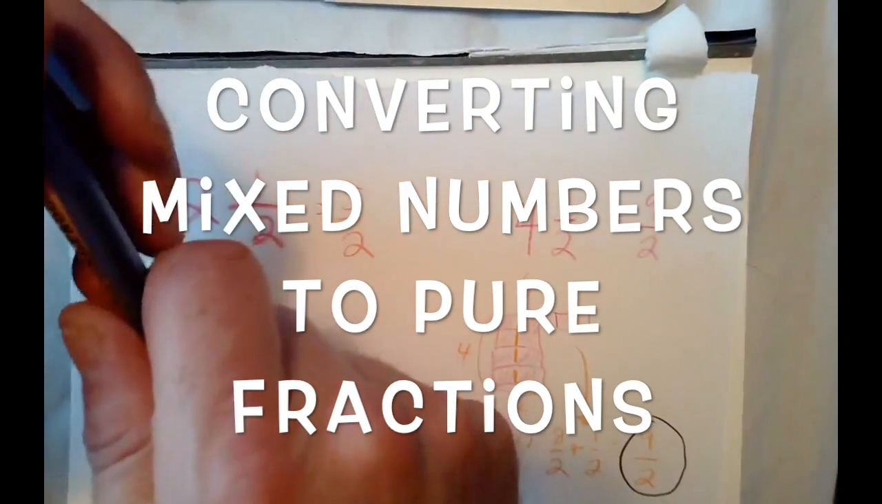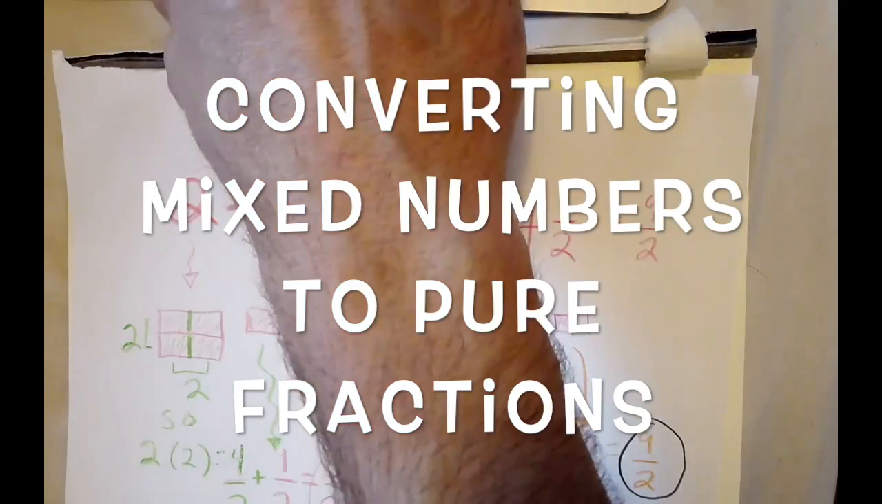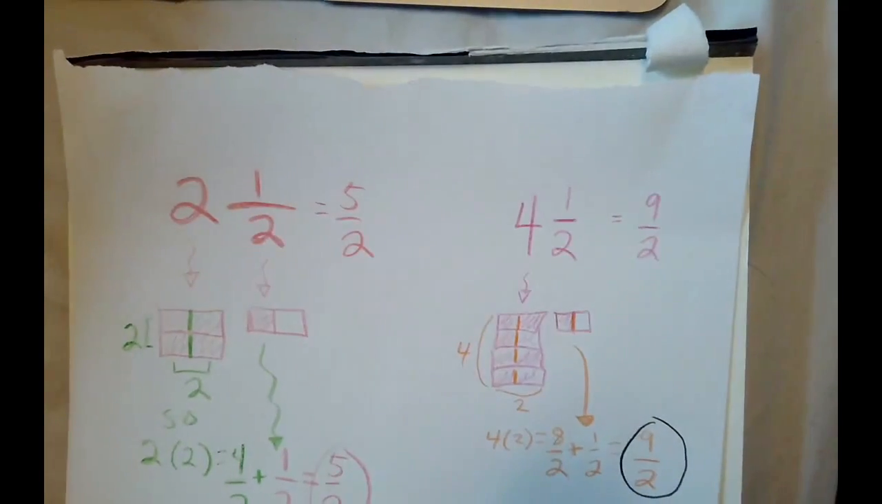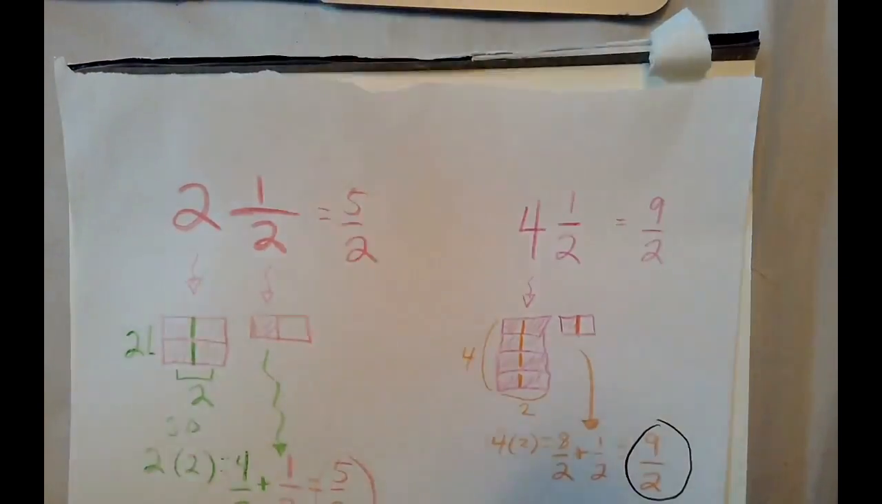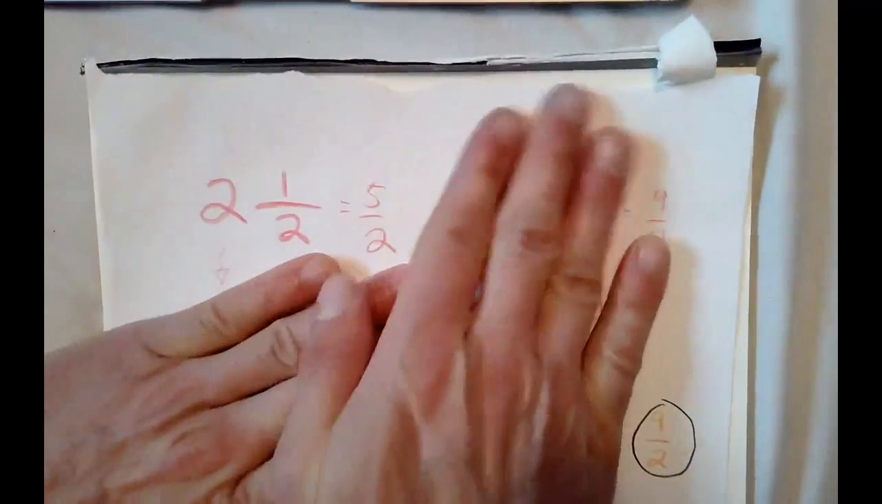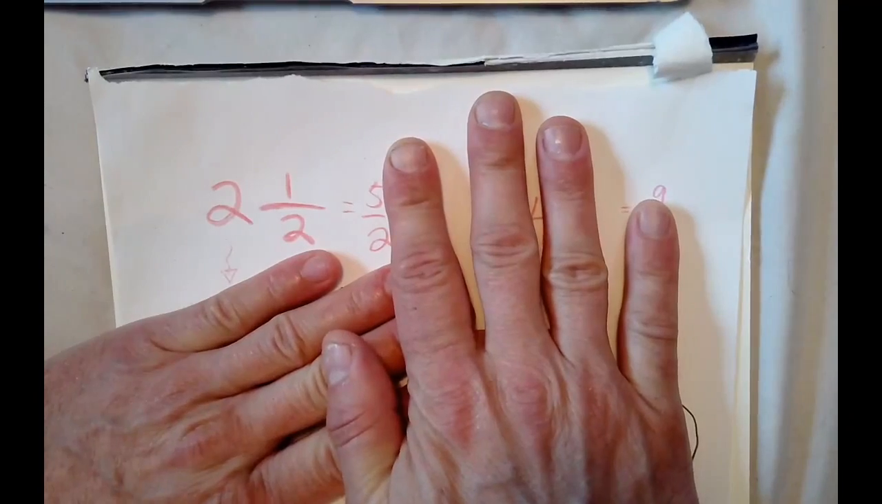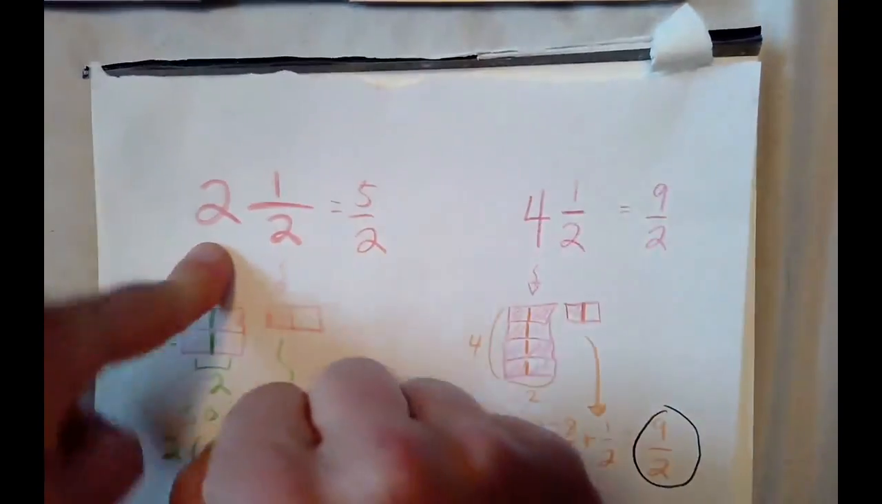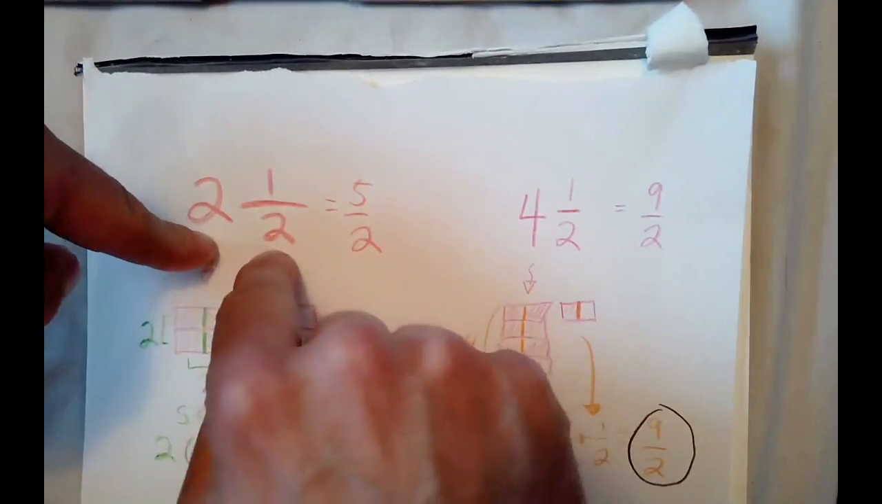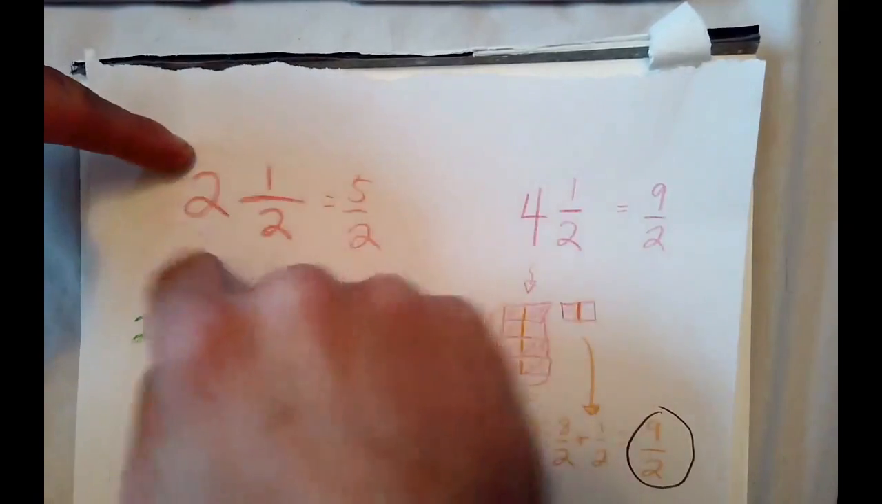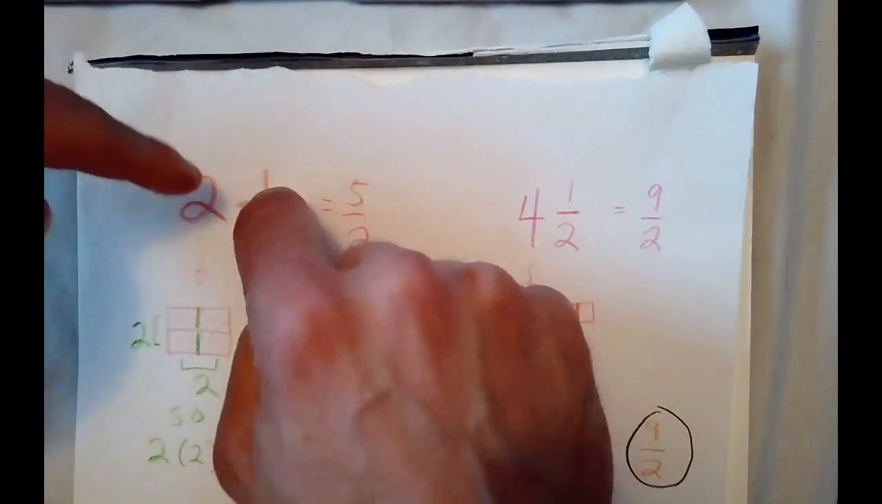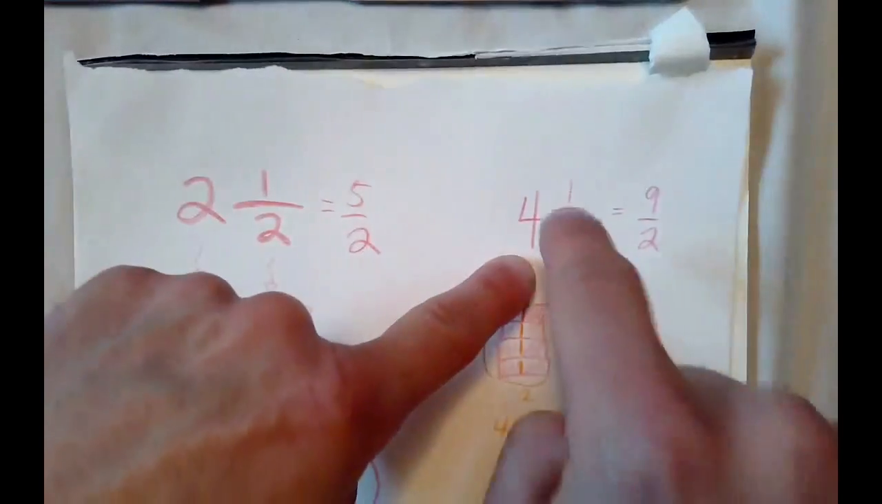Before we get into some more advanced fraction work next week, we need to solve a problem. For some reason in elementary school, they like to show fractions as mixed numbers like this, where there's a whole number next to a fraction. This is the whole number, this is the fraction. It's called a mixed number because it's a mix of kinds of numbers. Whole numbers, fractions.